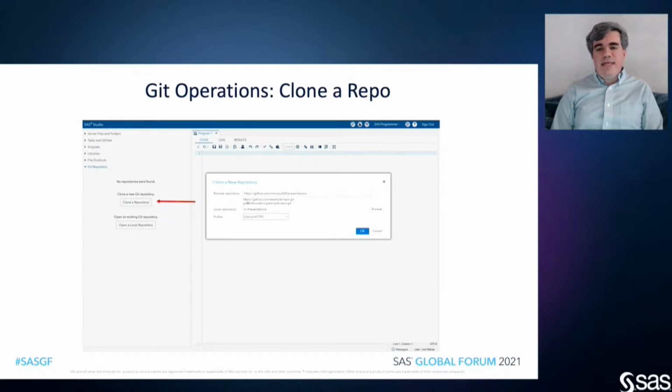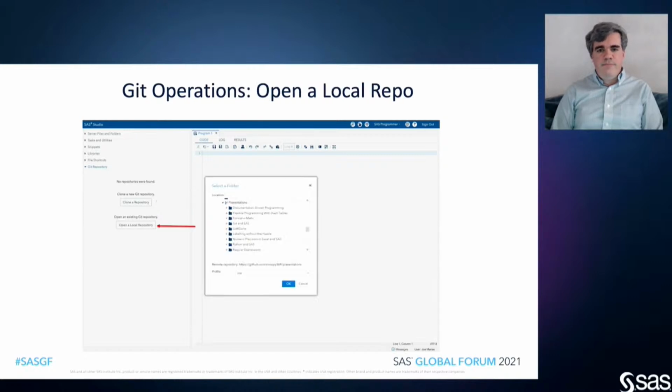And then enter where you want it saved on your local server in the Local Repository box. You may need to browse in SAS Studio to create the folder on your server first. Then select the profile if you have more than one, and hit OK. If you are using a repository that already exists on your computer, then just select Open a local repository and browse to it. When you select the correct folder, it should show you the remote repository, as the example does here. Select your profile and hit OK.